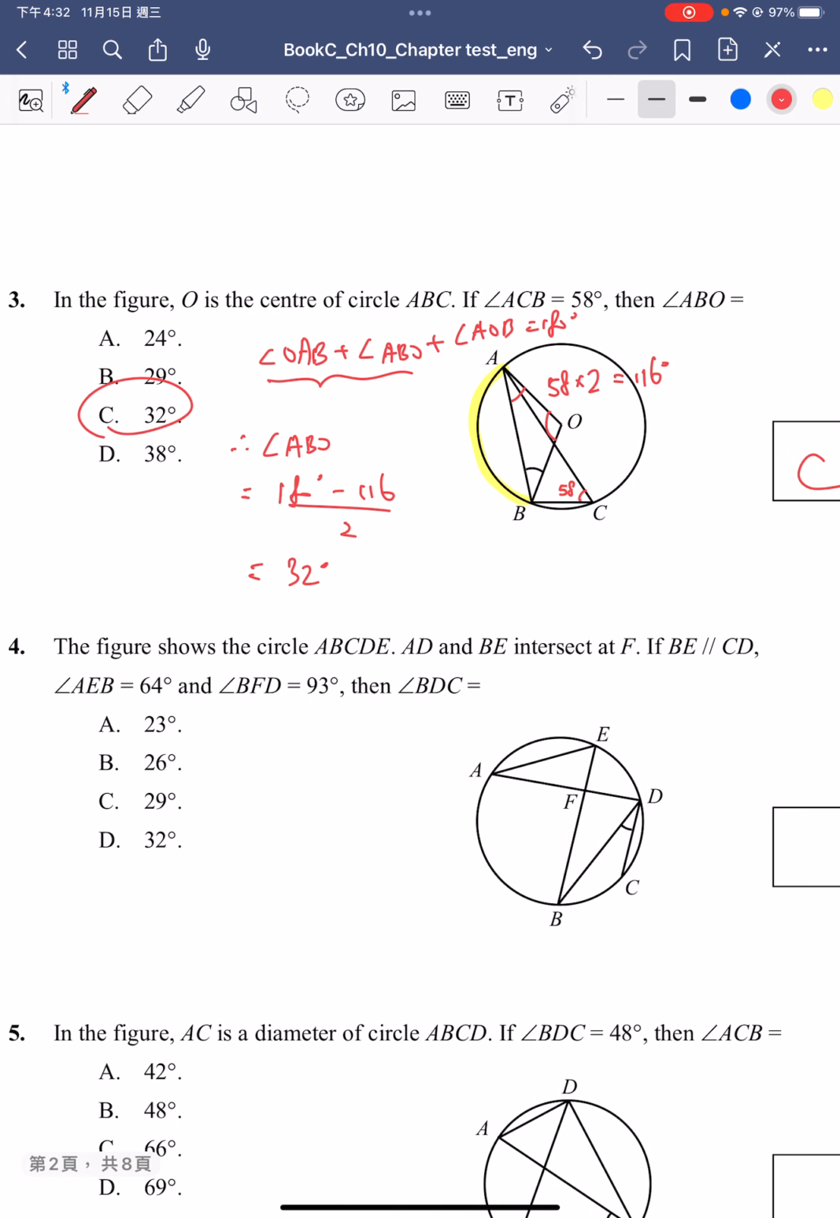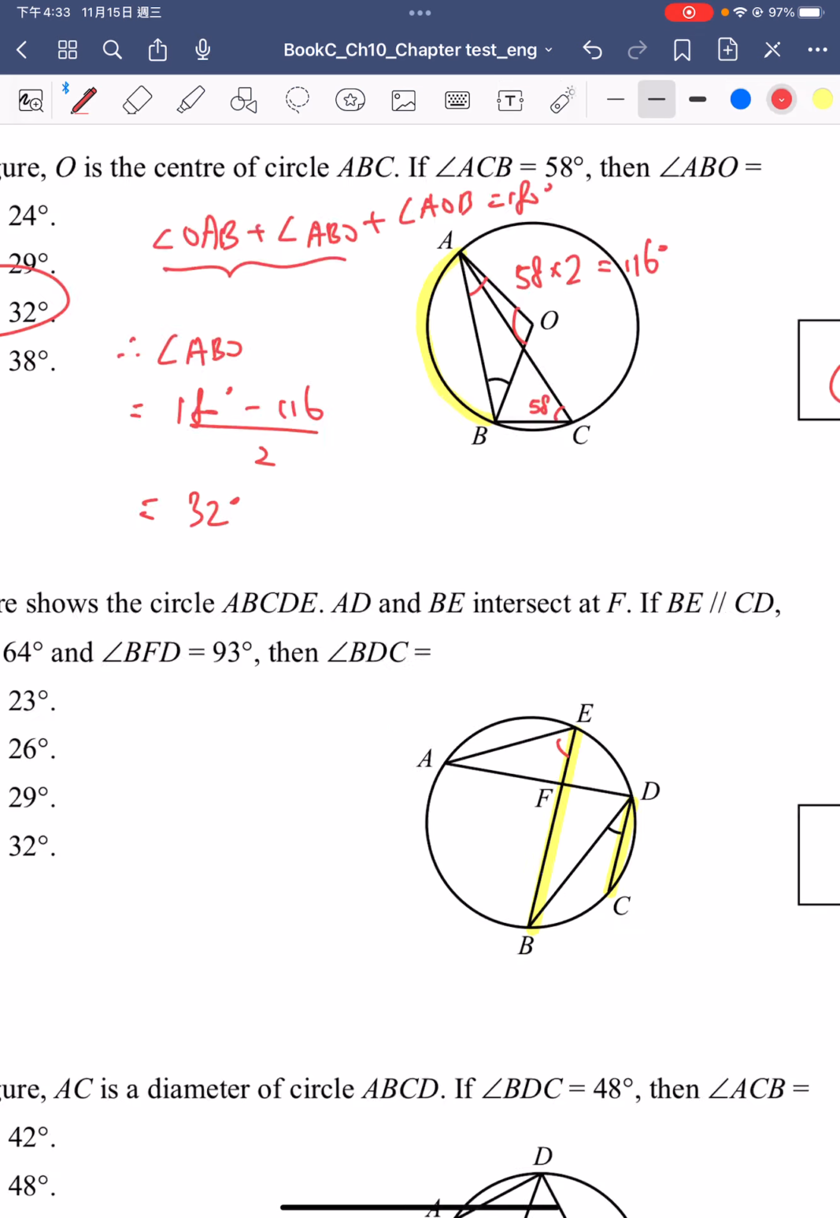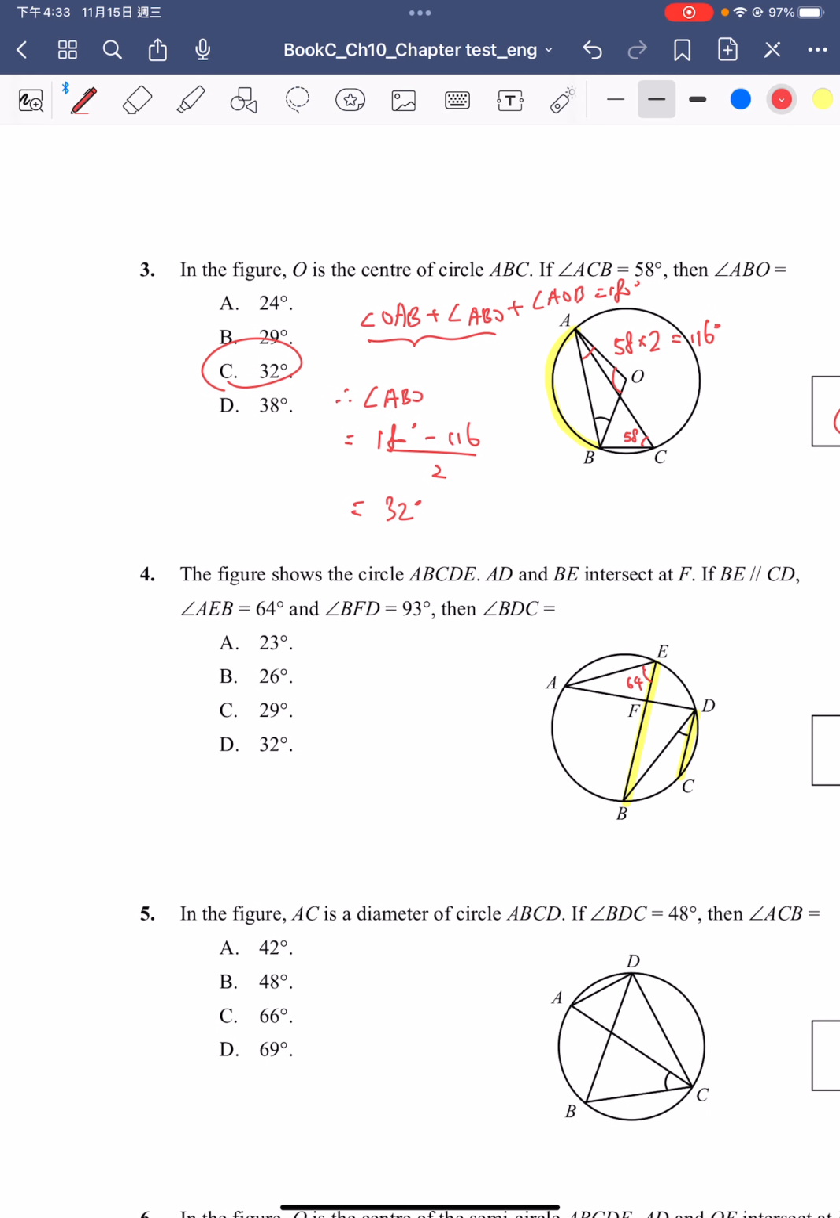Okay, so for question 4, the figure shows the circle ABCDE, where AD and BE intersect at F. We have BE is parallel to CD. We have BE is parallel to CD. And then we have angle AEB equal to 64 degrees. And furthermore, we have angle BFD. Where is BFD? BFD.